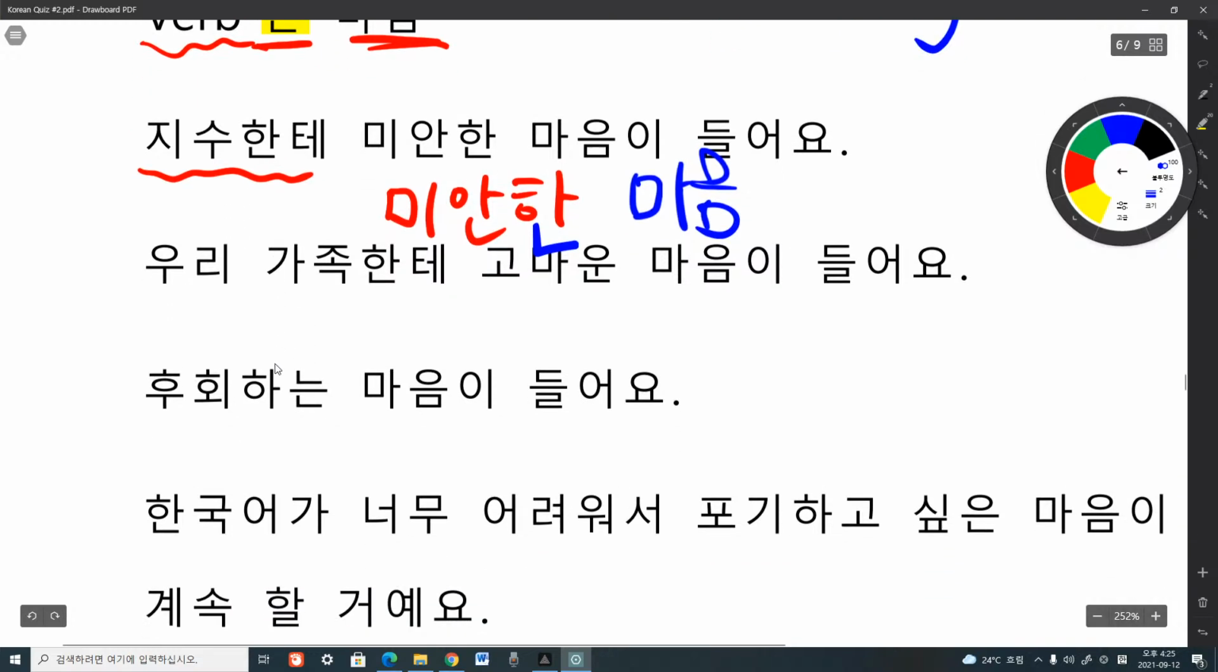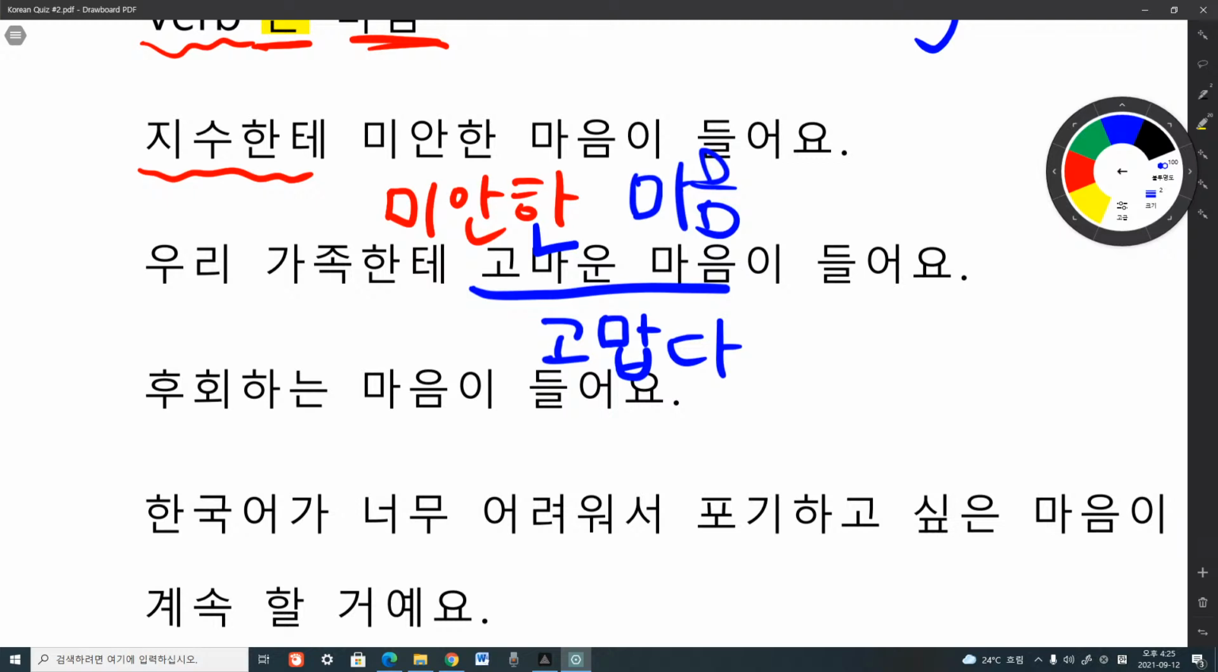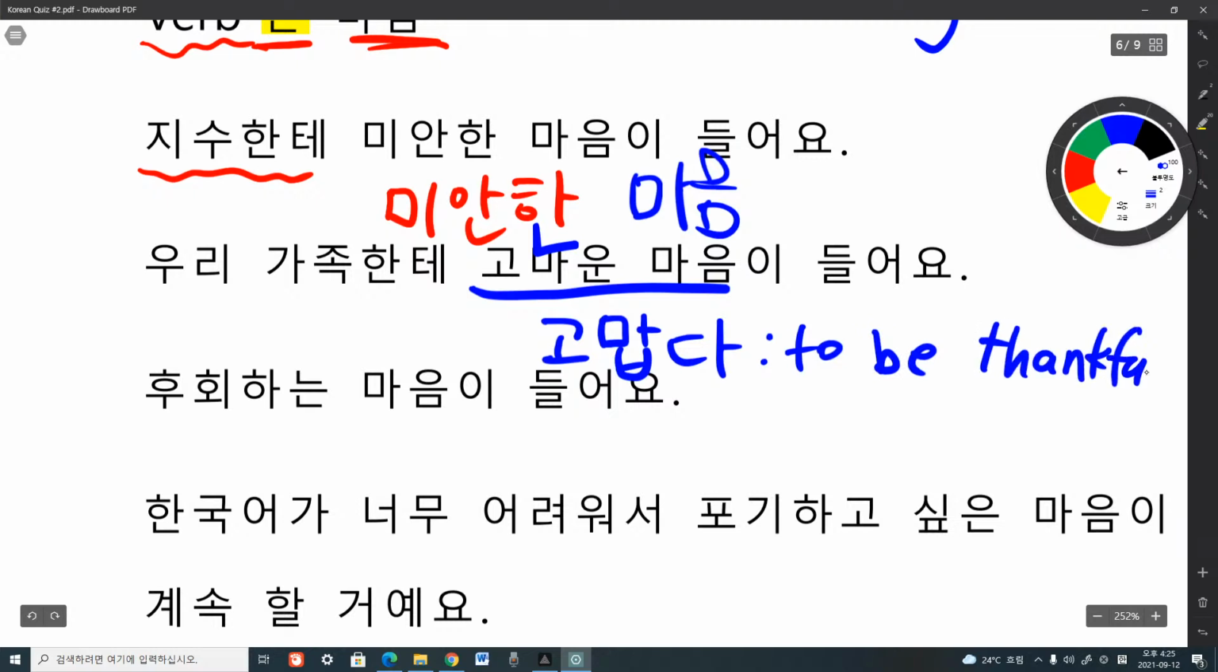그리고 이것도 우리 가족한테 고마운 마음이 들어요. 고마운 마음. 여러분 고맙다 알죠? 고맙다. You guys know 고맙습니다, 고마워요, right? To be thankful. So 고맙다 is an adjective that means to be thankful. And we also learned how to conjugate 비읍 ending adjectives or verbs, right? Conjugate it and make it into modifier form.